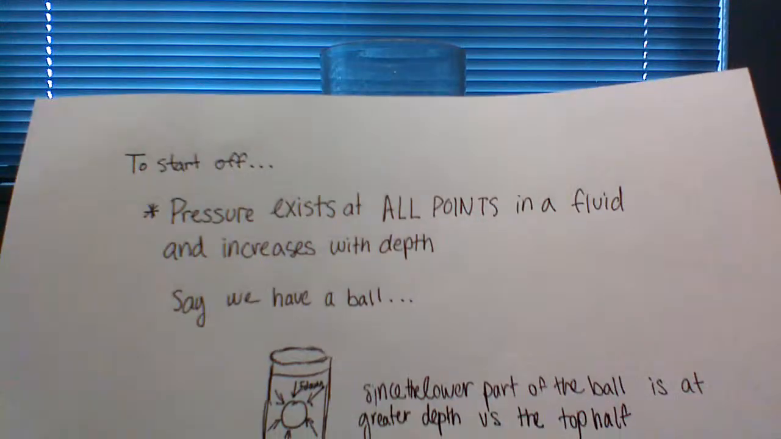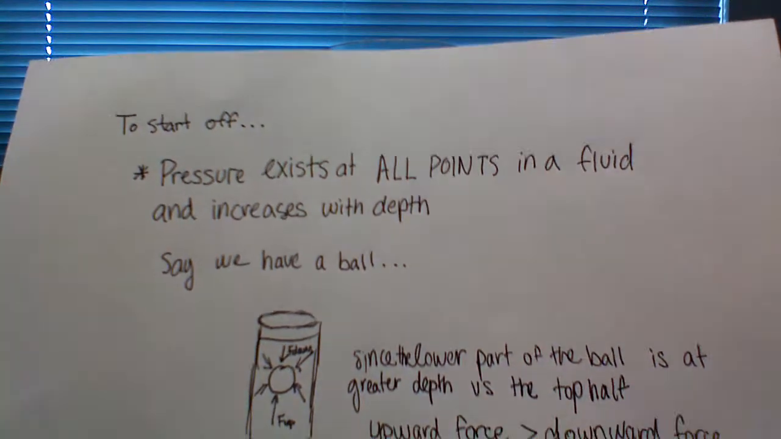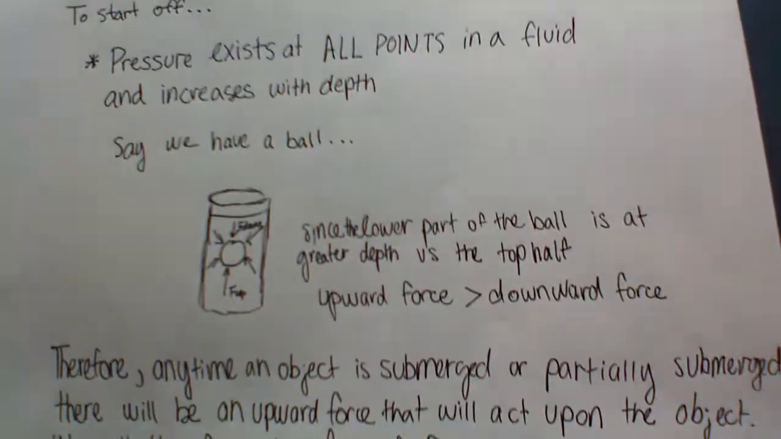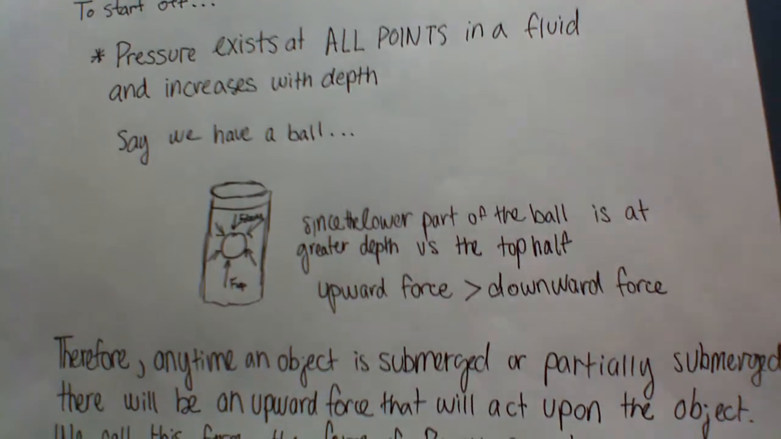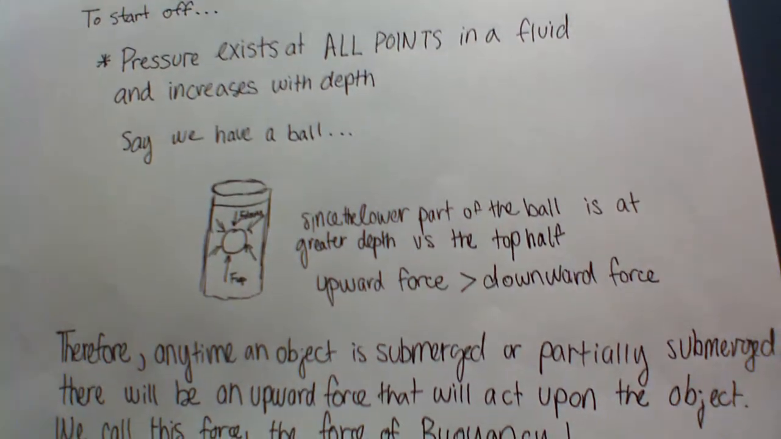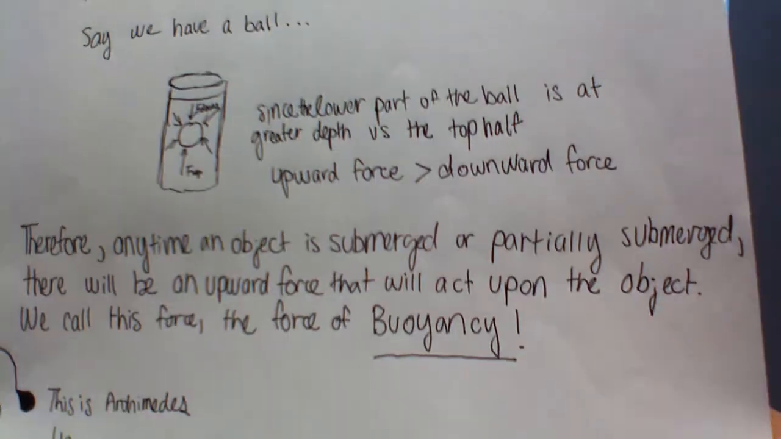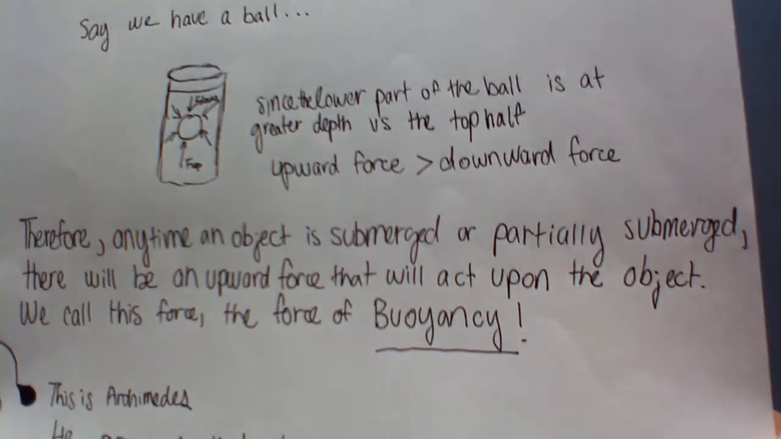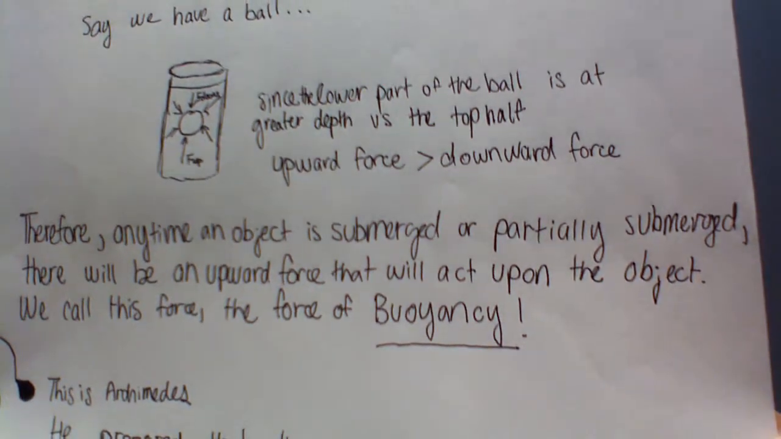So to start off, we know that pressure exists at all points in a fluid and it increases with depth. So let's say we have a ball. Since the lower part of the ball is at a greater depth compared to the top half, we can say that the upward force is greater than the downward force. Therefore, anytime an object is submerged or partially submerged, there will be an upward force that will act upon the object. We call this force the force of buoyancy.